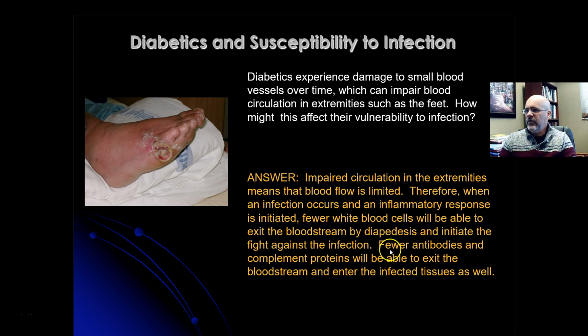I know the answer here is missing fewer antibodies, and we'll talk more about that in Unit 4. Antibodies are weapons of the third line of defense that also need to get out of the blood and come into an area of infection to help clear out those naughty little microorganisms that might be causing an infection.